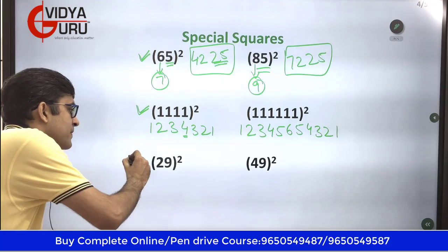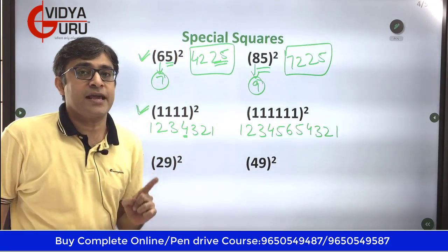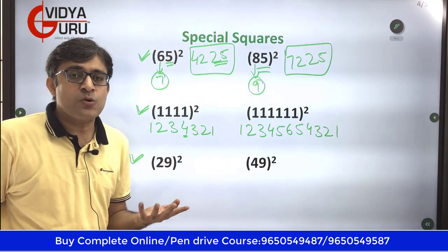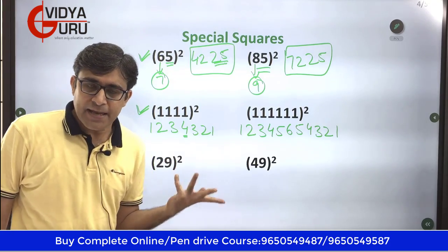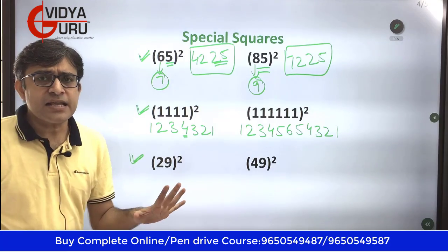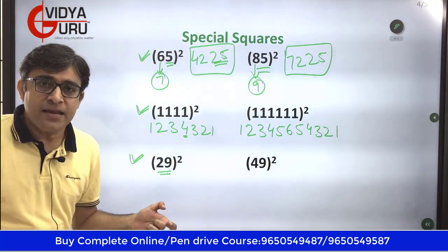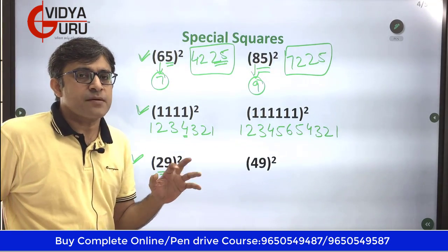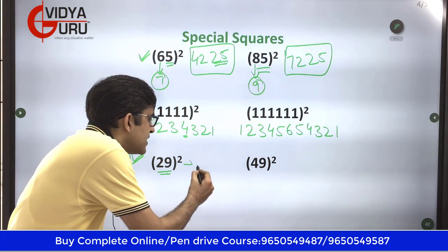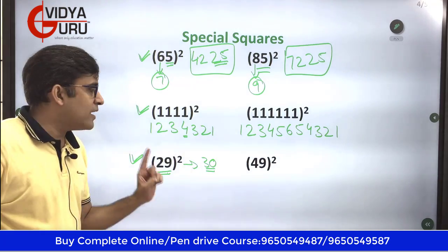Sure? Now, the last but an important case for today is what about the squares of numbers that end in 9? Sure? So what you need to do is think about the number which is greater than 29. So 29 is the reference and the number greater than 29 is 30. Sure? So 1 more than 29.